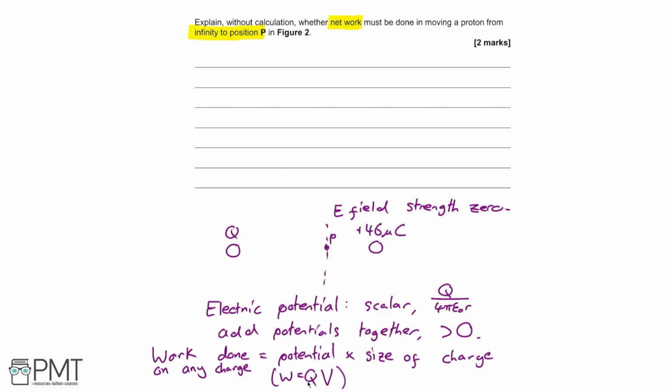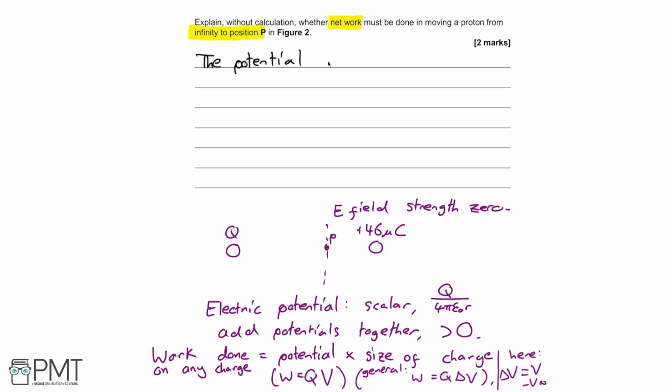Note that this equation, W is equal to Q times V, implicitly assumes that the potential at infinity is zero. For a general change, we have to use the more general equation, W, the work done, is equal to Q multiplied by delta V, the potential difference. In this case, delta V is equal to V here, because the potential at infinity is zero, and delta V is V minus V at infinity.